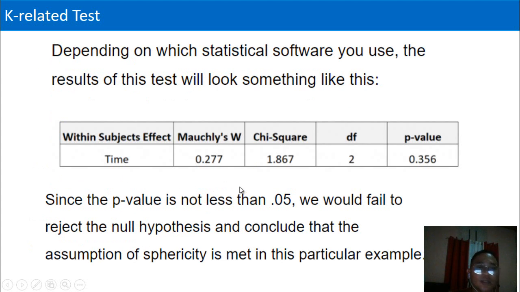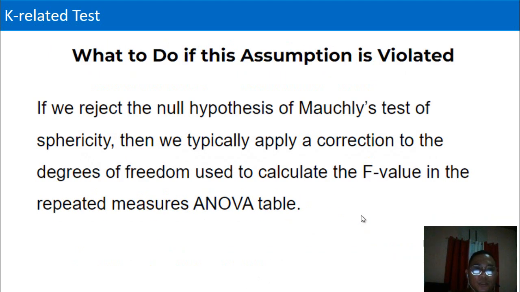Depending on which statistical software you use, but here you will always see this Mauchly's W, which, for example, we have 0.356. Let's look at the p-value. Since the p-value is greater than 0.05, that means the sphericity is met, and we would fail to reject the null hypothesis. And what to do if this assumption is violated?